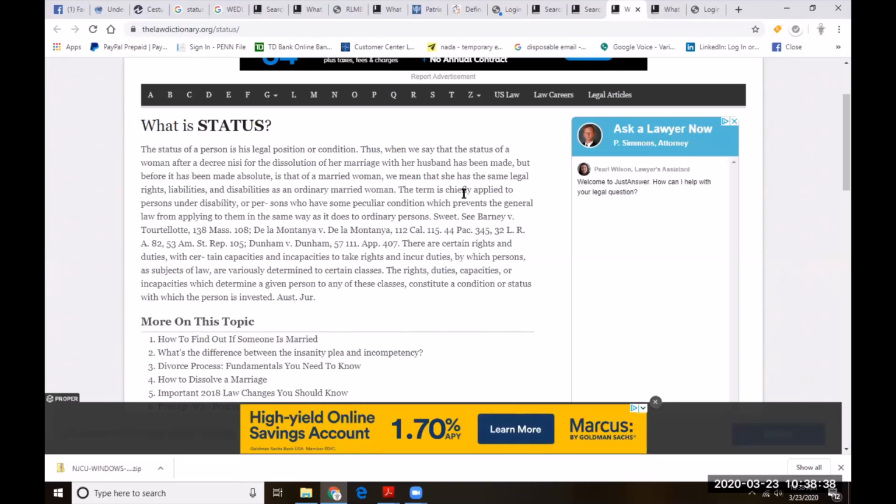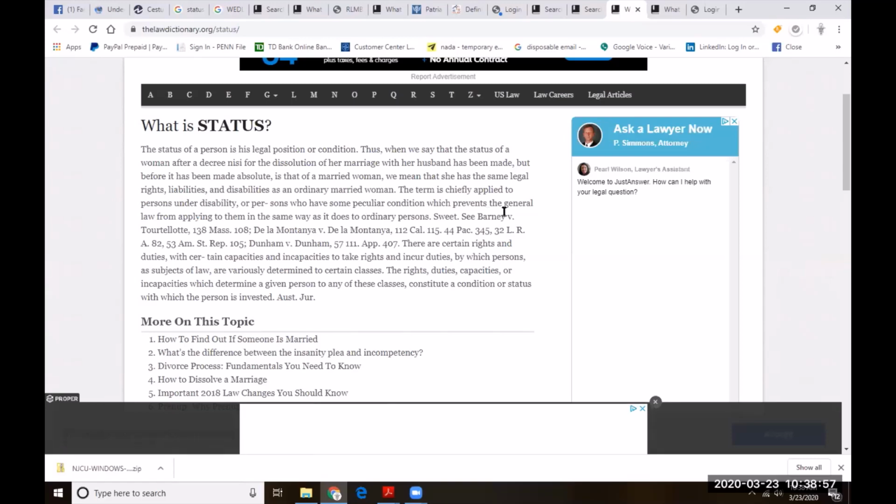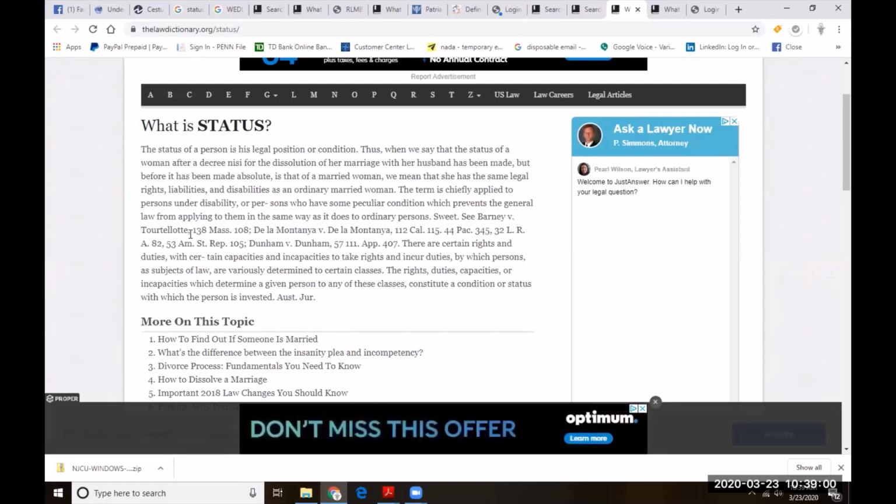The term is chiefly applied to persons under disability or persons who have some peculiar condition which prevents the general law from applying to them in the same way as it does to an ordinary person. This is where it can be found: Barney v. Tutlet, 138 Massachusetts 108; De la Montaña versus De la Montaña, 112 California 115, 44 PAC 345, 32 LR. I'm going to read all of those.